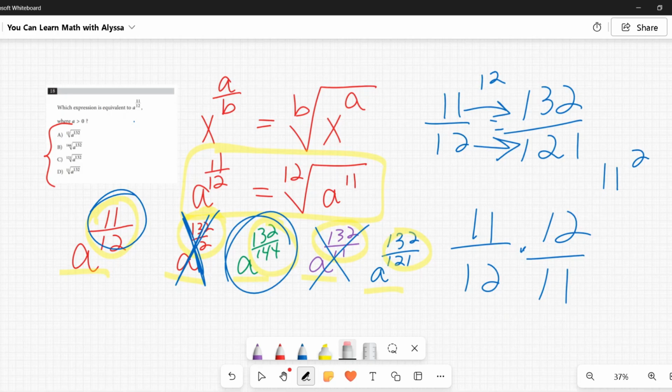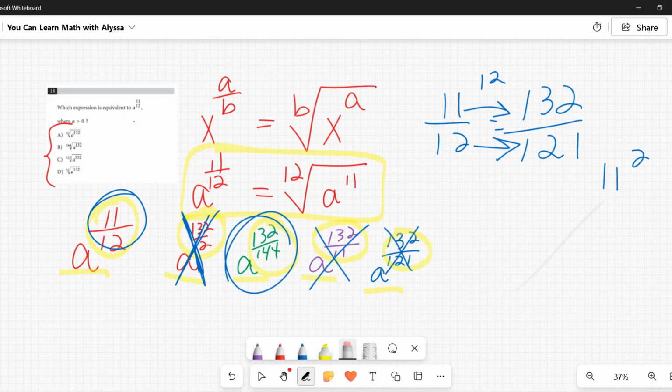So it would have to be multiplied by 1. So it either needs to be 11 over 11 or 12 over 12 or any other number over itself besides 0. That would leave it unchanged, and that's not what's happening here. So this one is out as well.